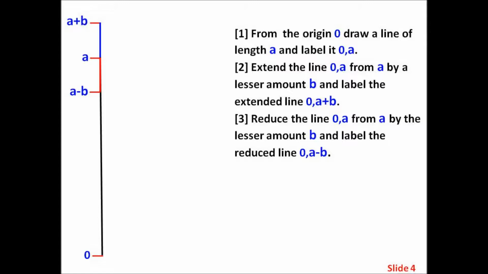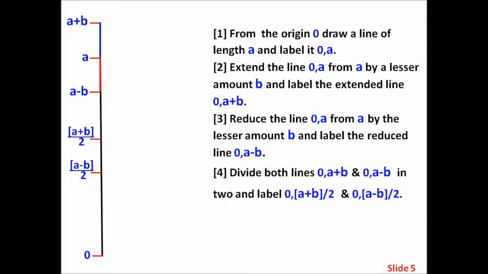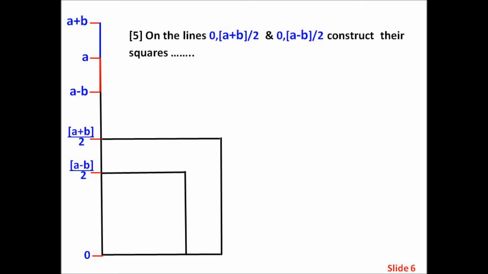3. Reduce the line O, A from A by the lesser amount B and label the reduced line O, A minus B. 4. Divide both lines O, A plus B and O, A minus B in 2 and label O, A plus B all divided by 2 and O, A minus B all divided by 2.